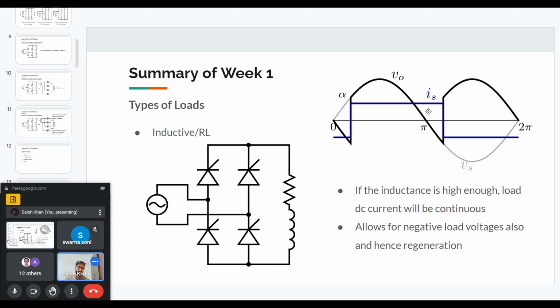So this IS is not the load current, it is the supply current. The load current will just be this positive current for the entire duration. So that is how we can say that if we have an inductor, then the DC current will be continuous.